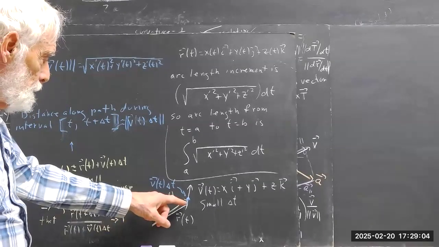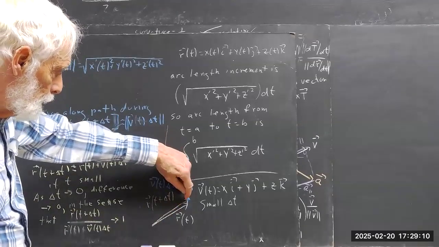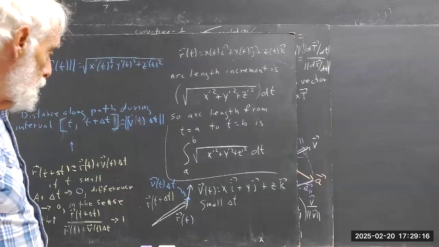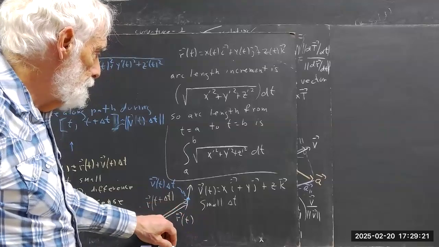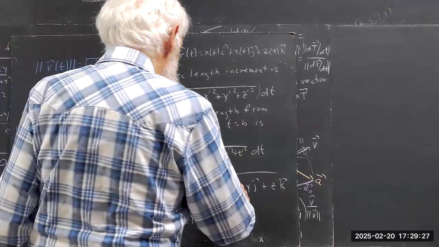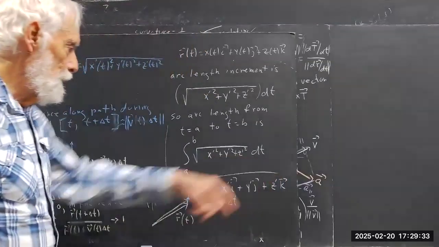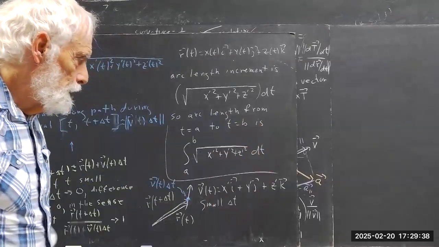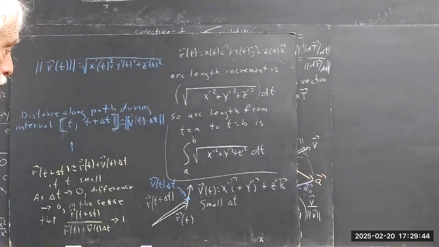Your average velocity between here and here is just the vector from the tip of the r of t vector to the tip of the r of t plus delta t vector divided by your time interval. Now, if we calculate v of t, it is x prime of t i plus y prime of t j plus z prime of t k. Okay.